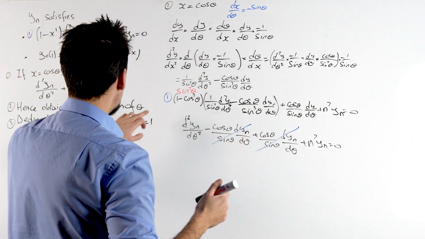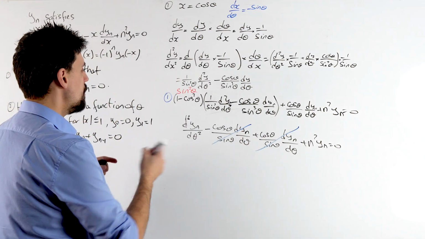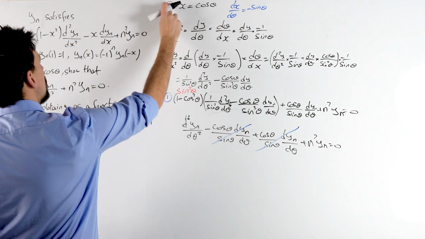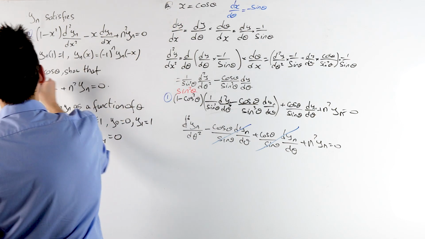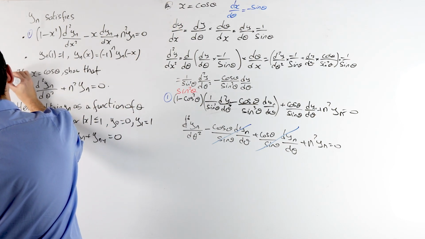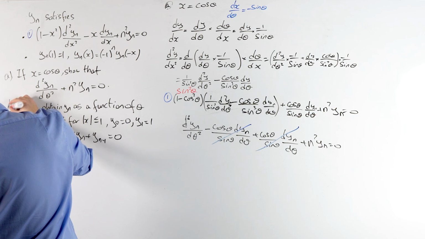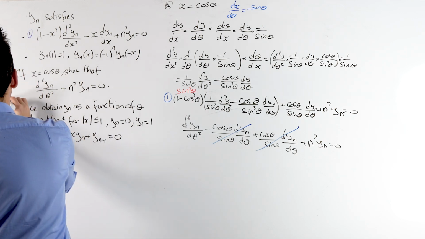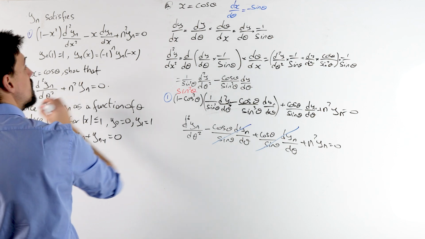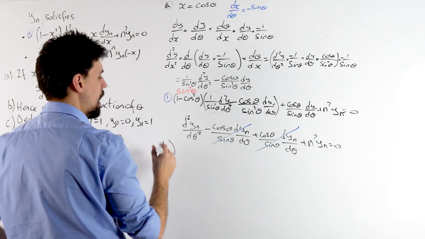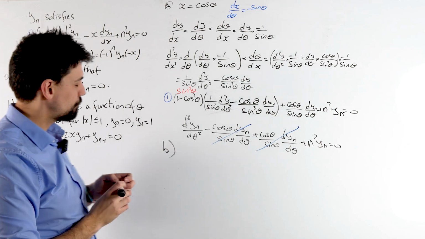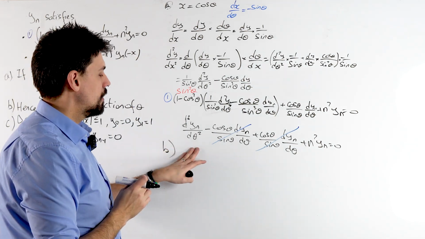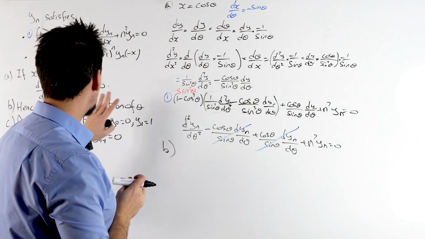Right, hence, let's solve this. Okay, I reckon I've got space to solve this here. Our labeling is getting confusing, and I wouldn't want to be confusing. Let's have that as a B, and let's have that as a C. So let's go to B. I reckon I've got space for B here. It says, now first things first, obtain yₙ as a function of θ.